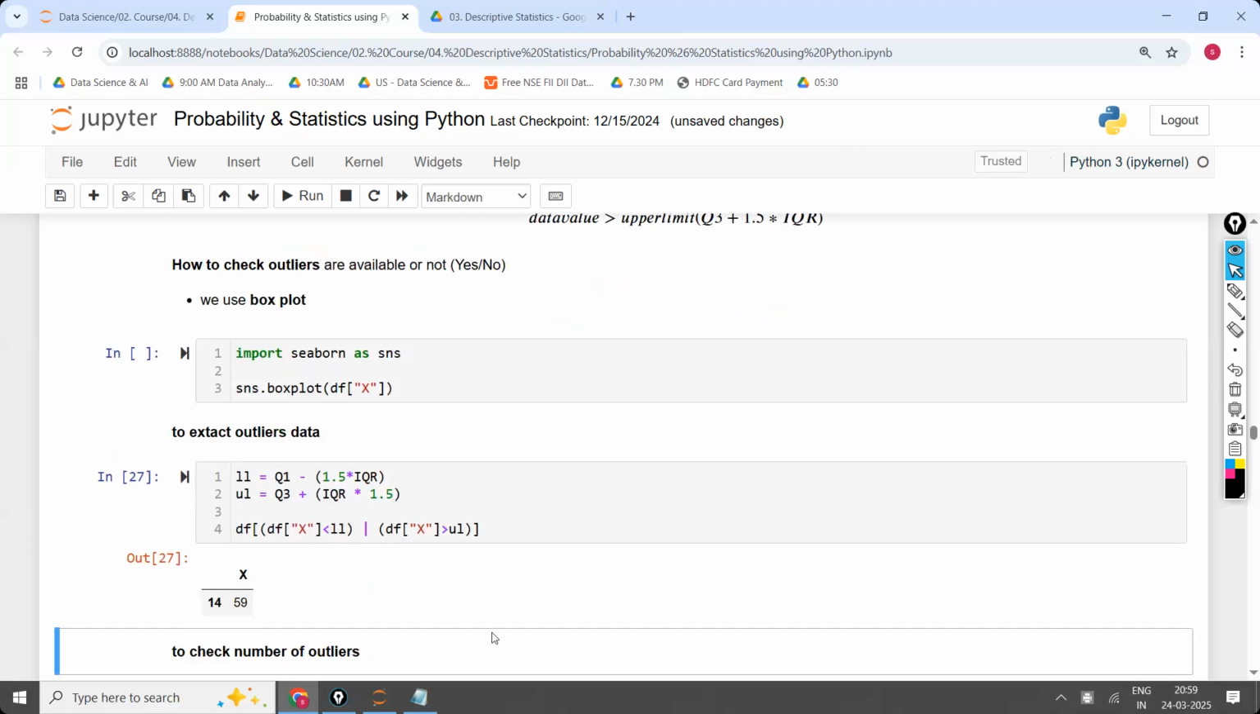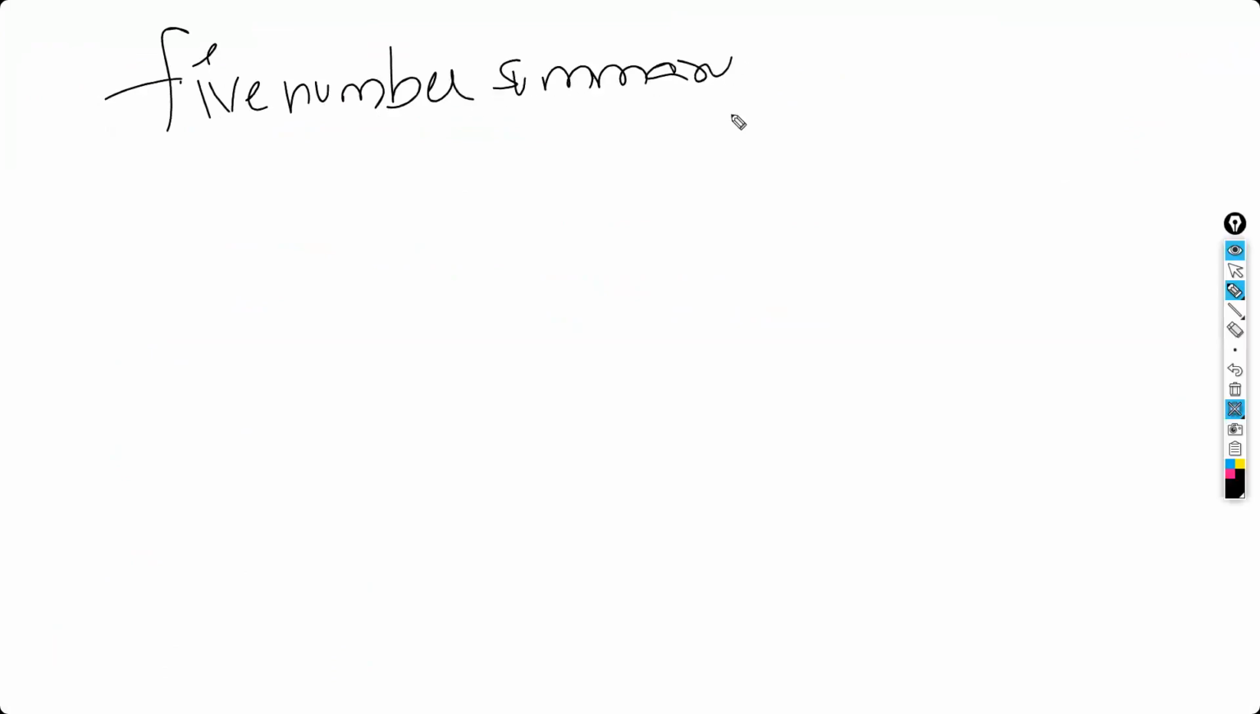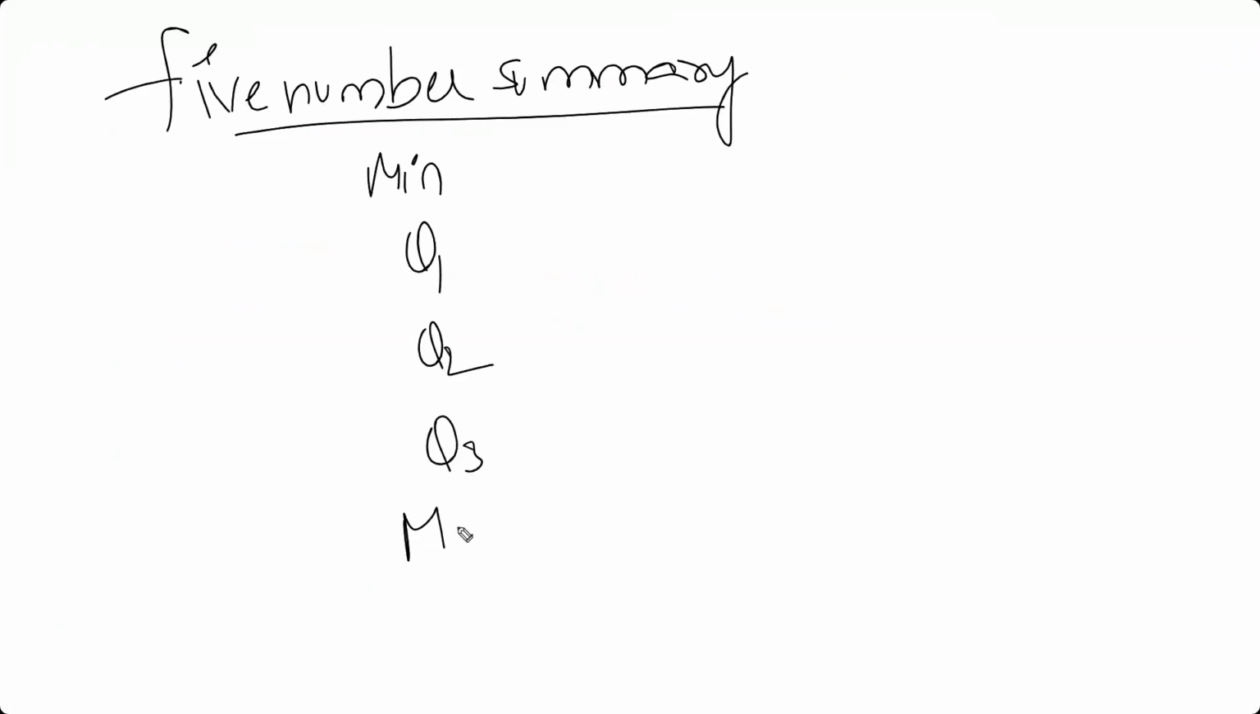Now, next in statistics, we have the 5-number summary. What are the 5 numbers? Minimum, Q1, Q2, Q3, maximum. These 5 are called the 5-number summary for a given data set. Using the 5-number summary, we represent a plot called a box plot. A plot is there to show these 5 numbers.